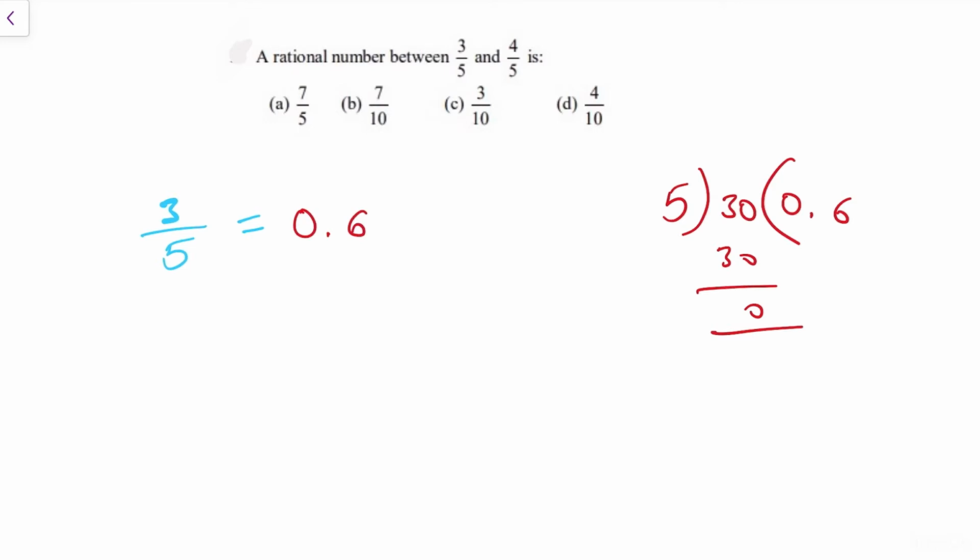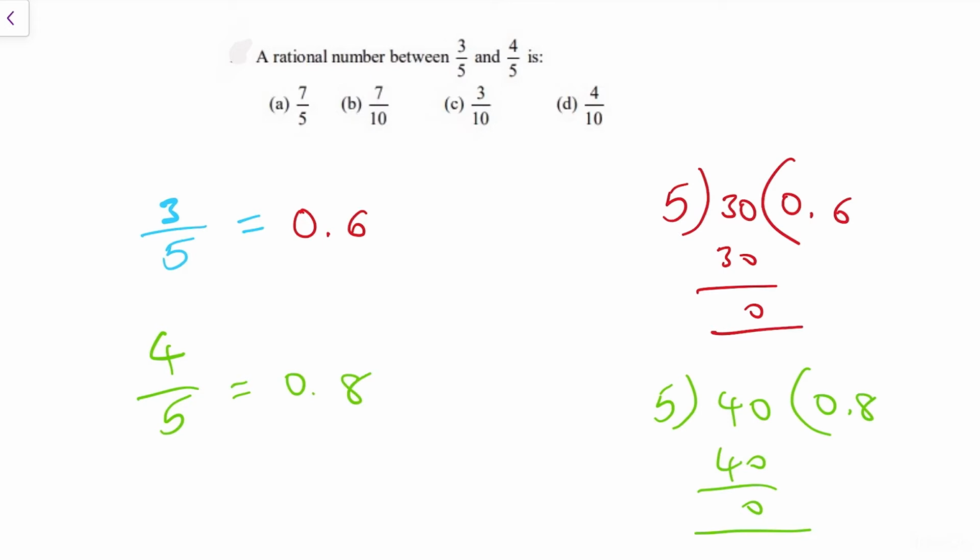The same way 4 by 5. 4 by 5 is equal to, 5 here, 4 in the middle. In the 5 table 4 won't come, so 0.0 here. 5 eights are 40. 40 minus 40 is 0. So 0.8. 3 by 5 is nothing but 0.6 and 4 by 5 is nothing but 0.8. The same way we need to find out the decimal for all the options also, and we need to confirm which decimals lie exactly in between these two, 0.6 and 0.8. So let us check now.